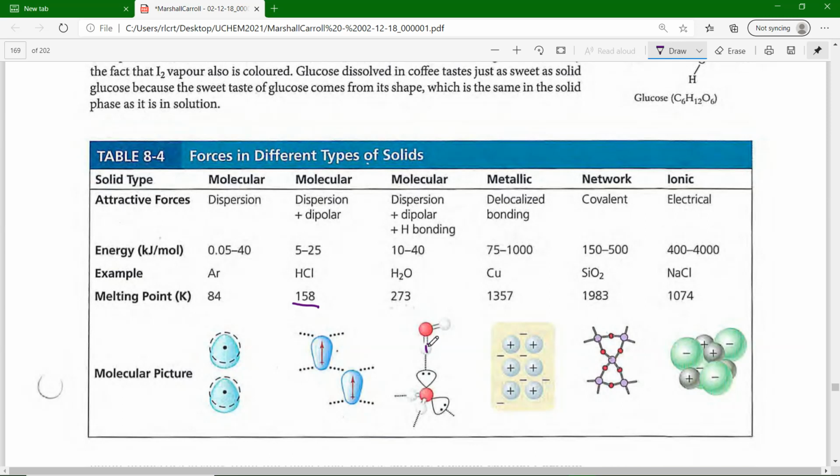Here's your hydrogen that's involved in the hydrogen bond. You've got an oxygen here, and then it's attracted to the lone pair on this other oxygen, and that's hydrogen bonding.